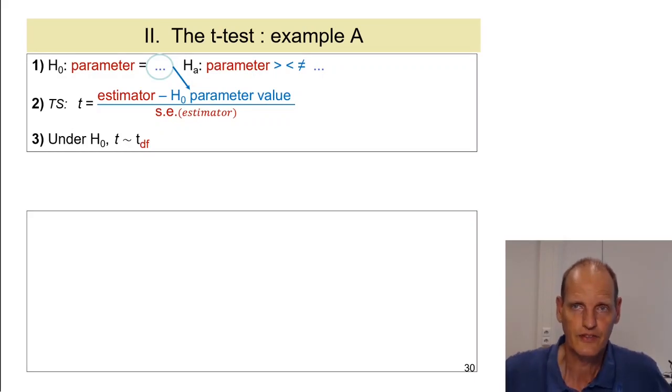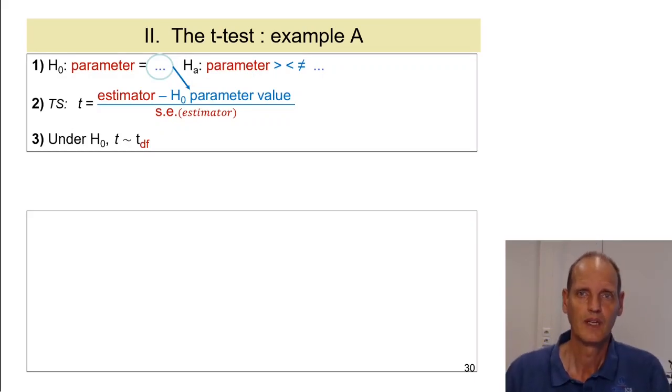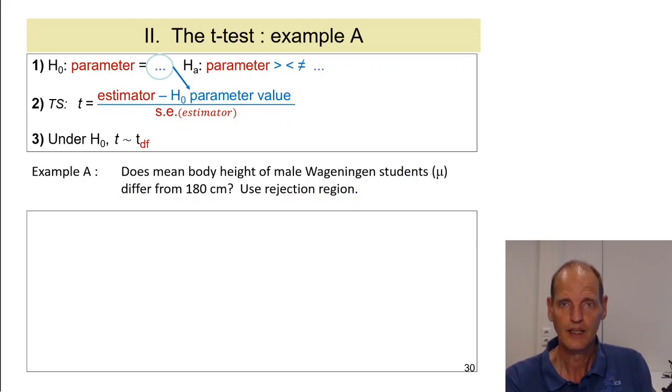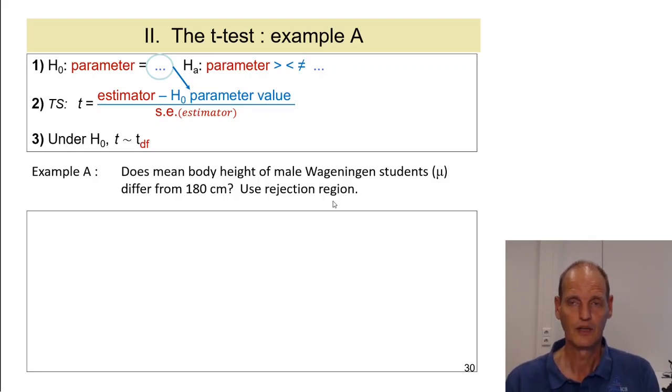Now let's apply this to example A, the t-test. Here we see again the first 3 steps of the t-test, and now we have example A. The question: does mean body height of male Wageningen students differ from 180? Yeah, that is the alternative hypothesis. And we will use the rejection region method with alpha is 5%.